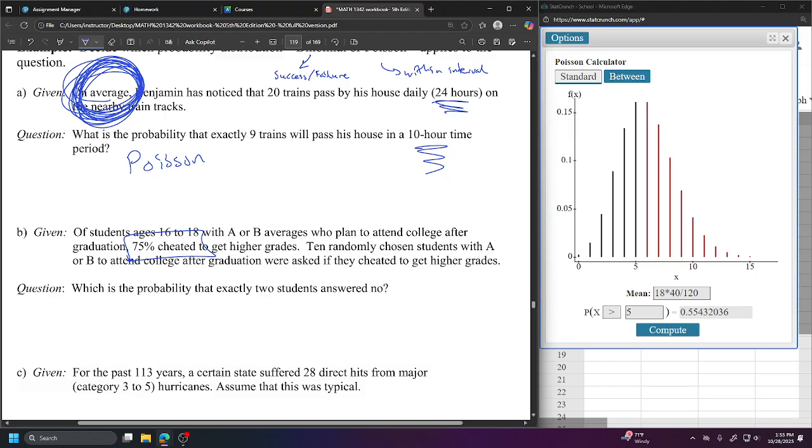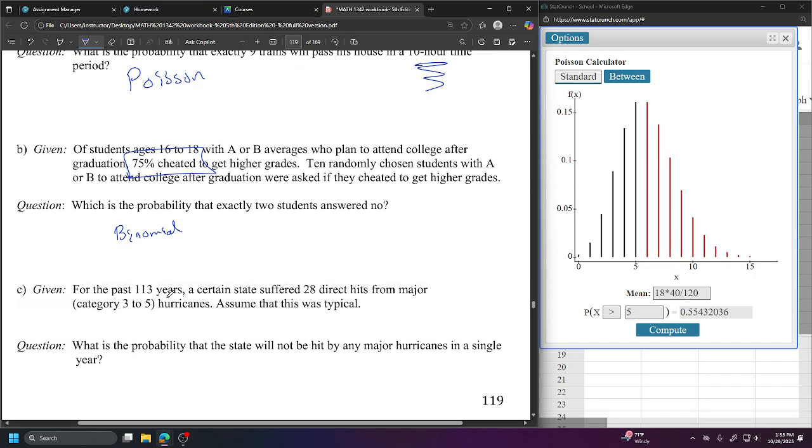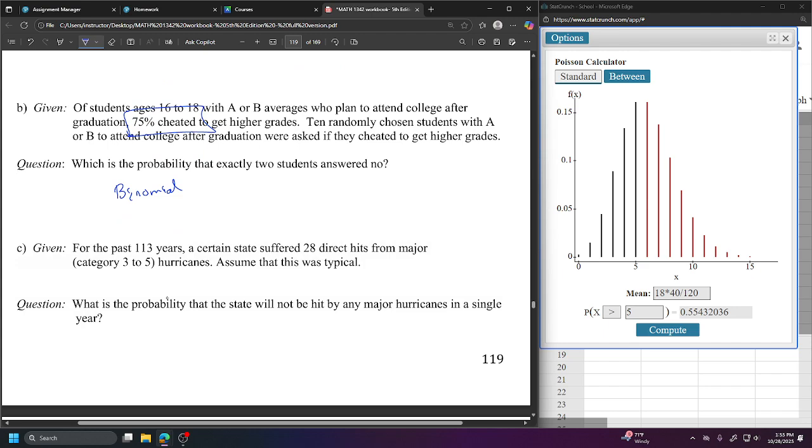So 75% cheated. 10 are randomly chosen and asked if they cheated or not. Would this be Poisson or binomial? What do you think? Binomial, because you either cheated or you didn't cheat, right? Binomial. Cool. And then for the past many years, they suffered this many major hurricanes. What's the probability that it'll not be hit within a year? Seeing how they're talking about years and stuff like that, what do you think this would be? Poisson, probably. I like how you got a little bit of French on that. It's a good accent. Poisson.